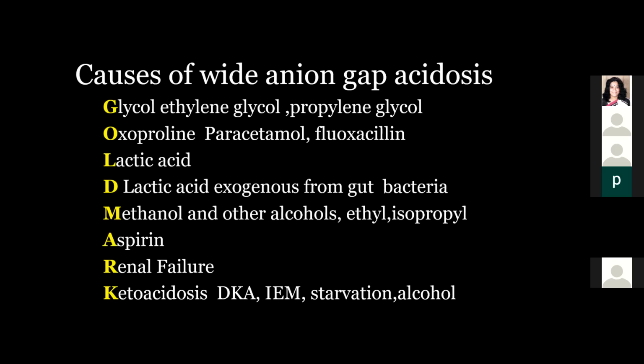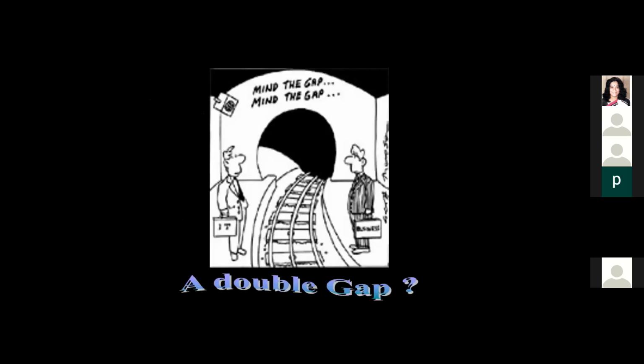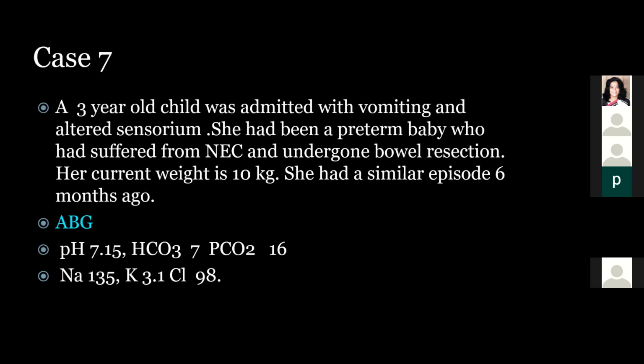But always remember that many times it may not be pure ethyl alcohol. There may be other more dangerous alcohols mixed. So you need to do an ethanol level. And if that doesn't account for the osmolality, then you need to look for the other toxic screens. So there's a double gap, there's a wide anion gap, plus an osmolar gap. So these are all the gaps we need to mind.